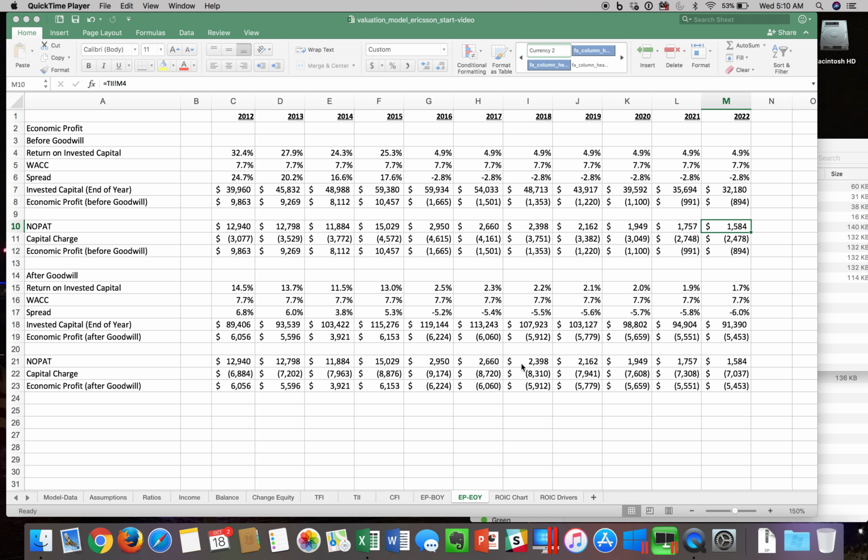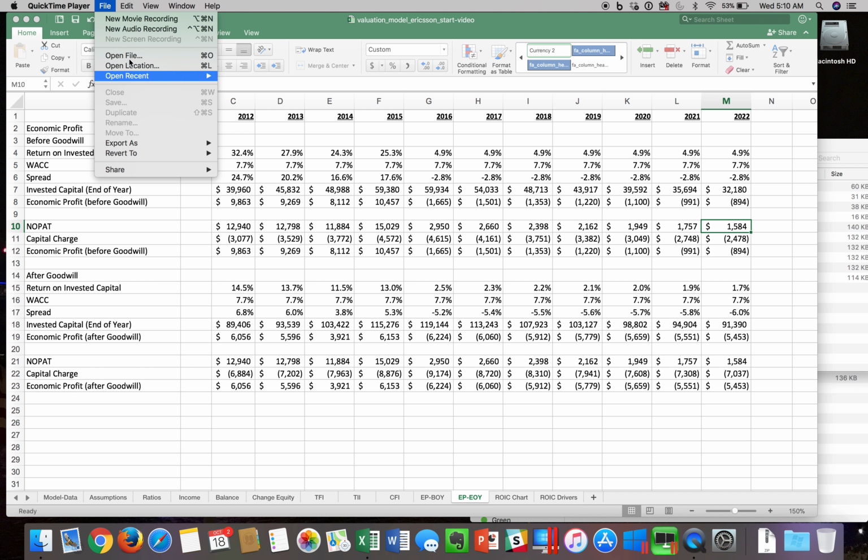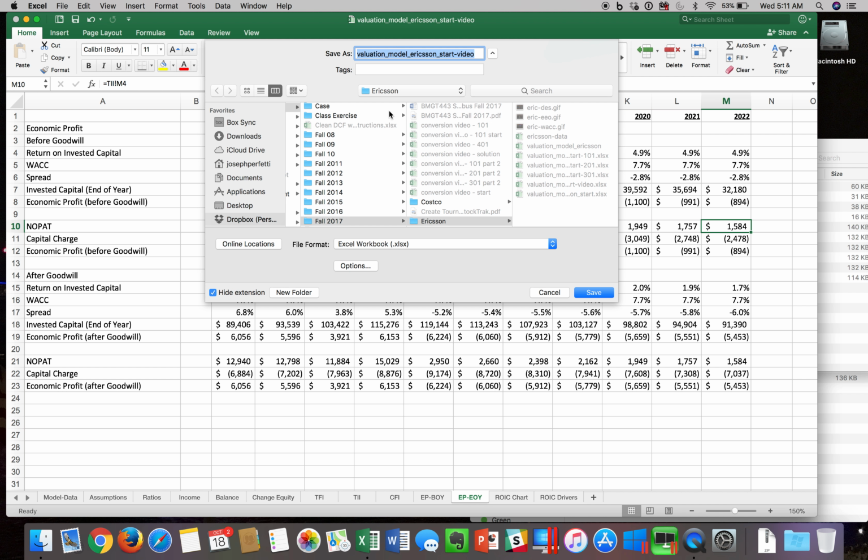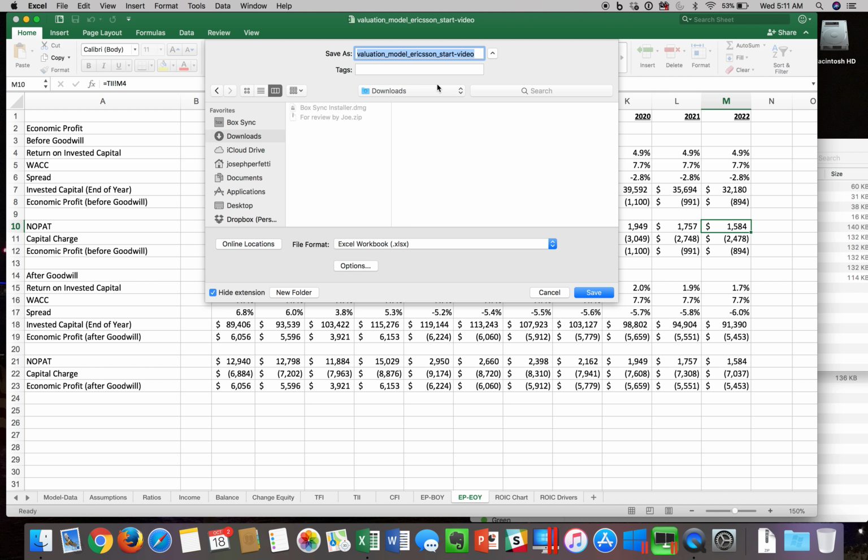In this video, we're going to complete the valuation of the file we began with Ericsson and talk about how to do what's called an as-is valuation. So just to pick up, we're using our valuation model file that we started to work with, and I'm going to save this file and call it my downloads model. So I have a copy.